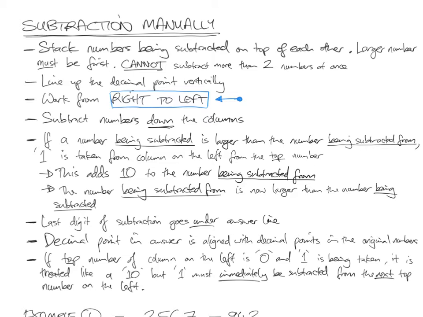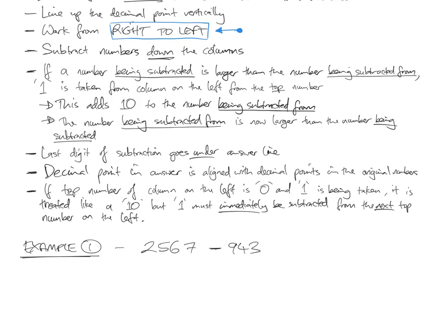You still need to line up the decimal points vertically. You need to work from the right to the left, so you start on the rightmost column and you work to the left. You subtract numbers down the columns, just like you were adding them before. You're subtracting them this time.